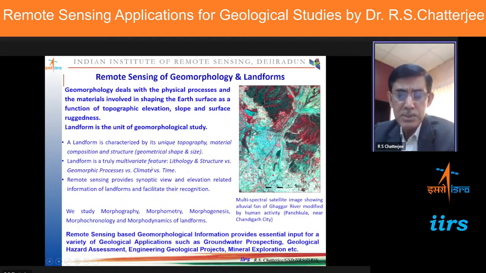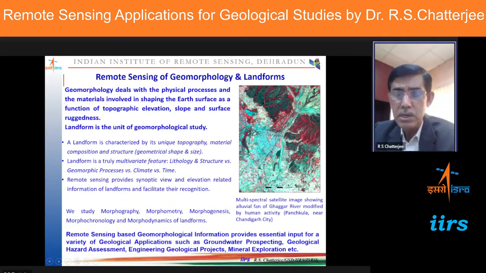Landform is a truly multivariate feature, and it is a function of rock types or lithology, geological structure, geomorphic processes, climate, and time. Time is also very important for the development of a landform. Now, remote sensing provides this synoptic view and elevation related information about landforms, as I have already explained for this alluvial fan. In geomorphology, we study morphography, that is their shape, size and material composition, that is the geometry, and the morphogenesis, how they have formed.